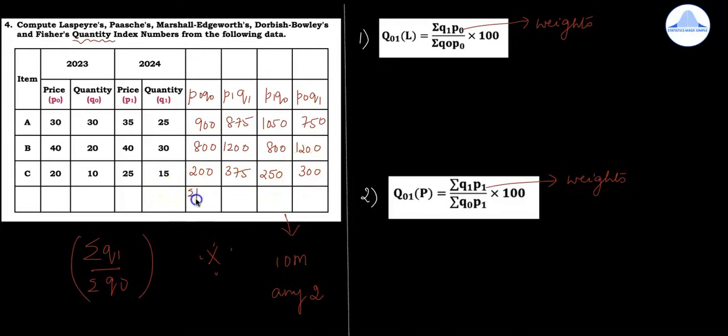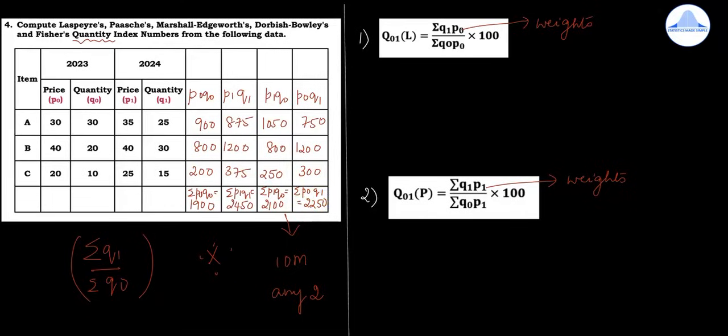Then get all the totals. So summation P0 Q0 is equal to 1900. Then summation P1 Q1 is 2450. Then summation P1 Q0 is 2100. And summation P0 Q1 is equal to 2250.